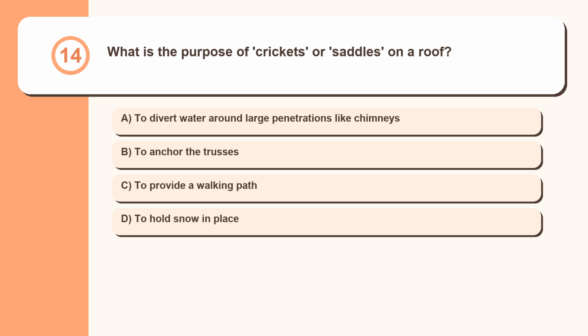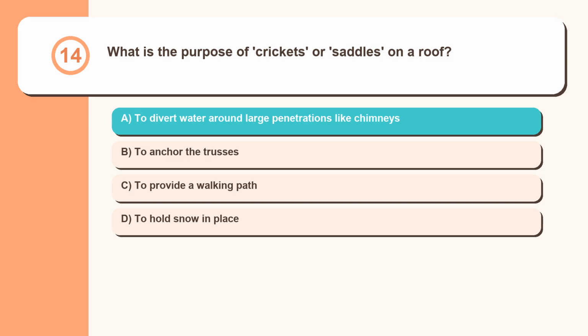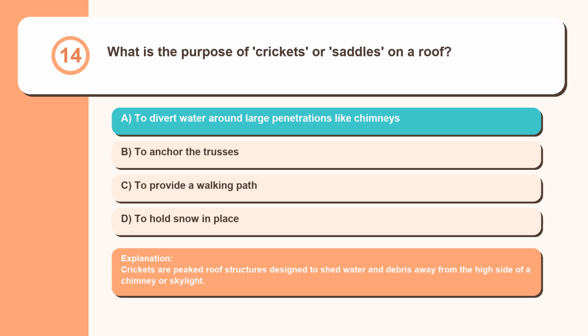Question 14. What is the purpose of crickets or saddles on a roof? To divert water around large penetrations like chimneys, to anchor the trusses, to provide a walking path, to hold snow in place. Crickets are peaked roof structures designed to shed water and debris away from the high side of a chimney or skylight.